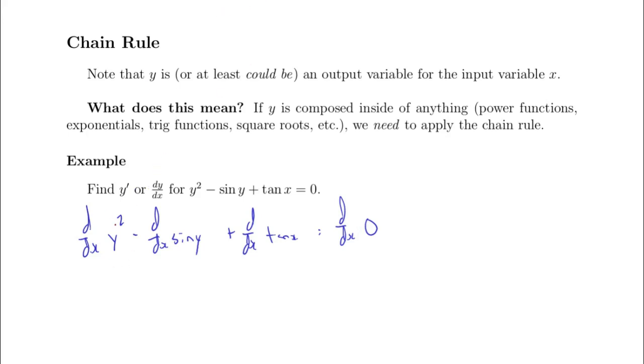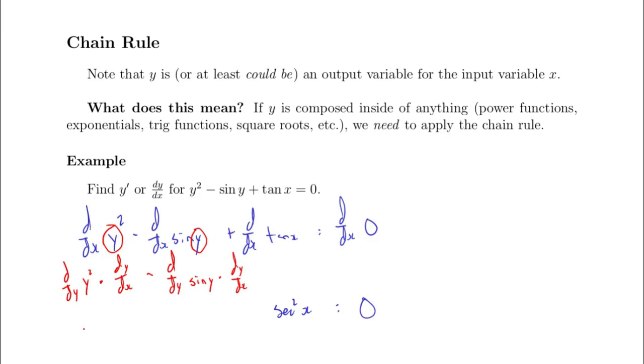Now, what you'll notice is that right here and right here, we have these y inputs. That means we're going to need to use the chain rule here. We can differentiate 0 pretty easily, and we can differentiate tangent of x pretty easily. I know that the derivative of 0 is 0, and I know that the derivative with regard to x of tangent of x is just going to be secant squared x. But now, for these ones, I'm going to have to rewrite this as the derivative with regard to y of y squared times the derivative of y with regard to x. Minus, for the sine term, we'll have the derivative with regard to y of the sine function times the derivative of y with regard to x.